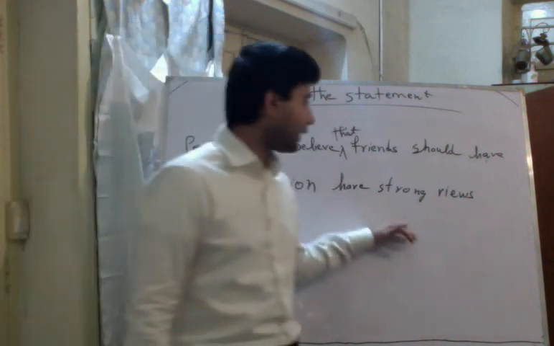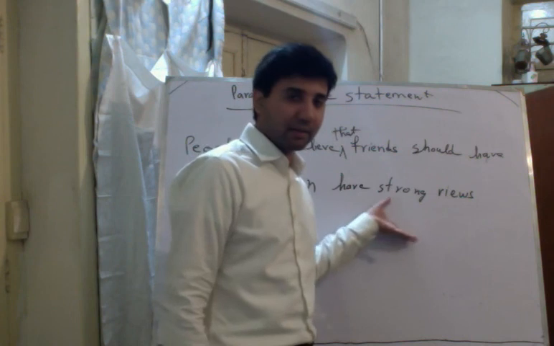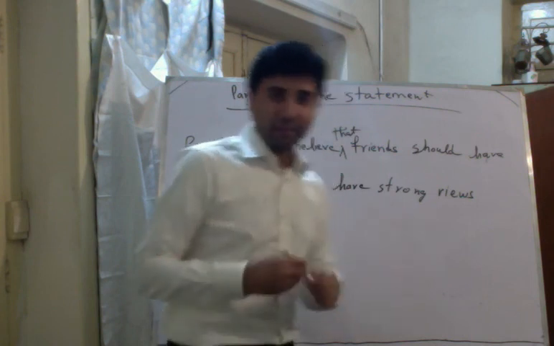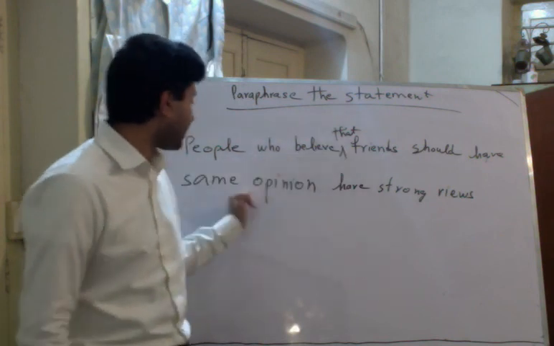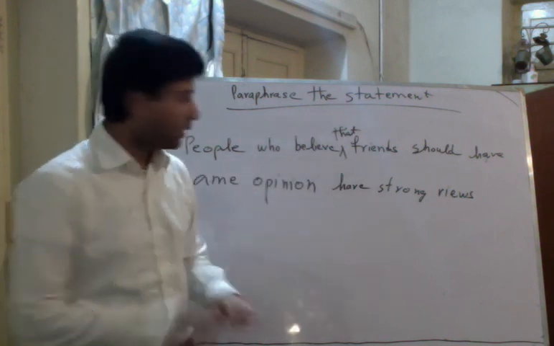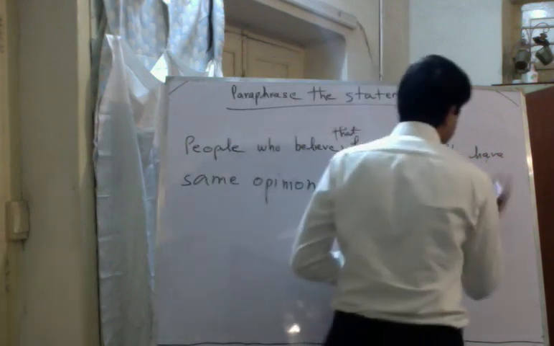This is your point, and now you have to further elaborate your point by explaining. So this is your point, that people who believe that friends should have the same opinion have strong views. Have strong views, or you can end here. Okay.